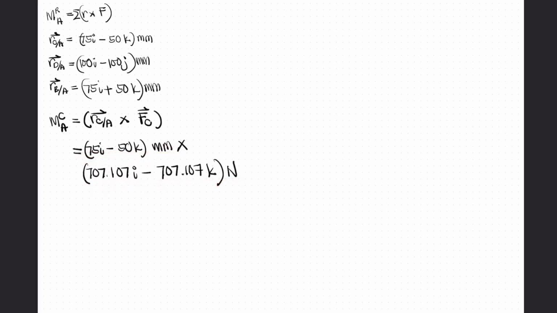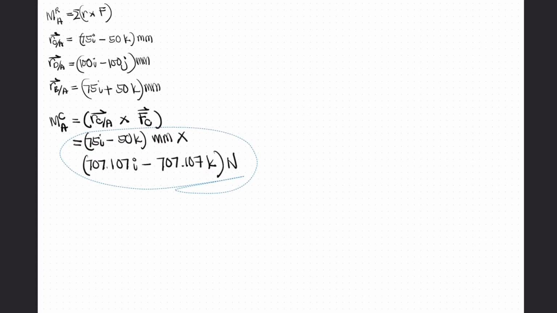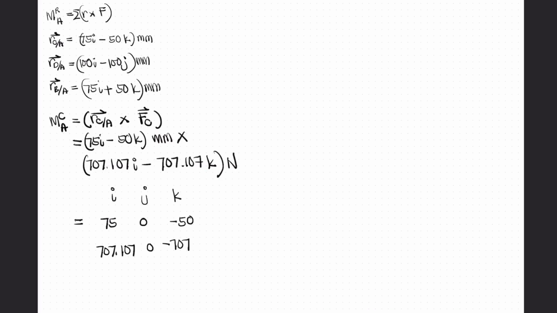Masolve nato ni siya using basket method. Or this is equal to, so sa basket method, I, J, K, 75 R times F. So R in unay butang. Along Y is 0. Along Z is negative 50. Tapos 707.107, 0 with negative 707.